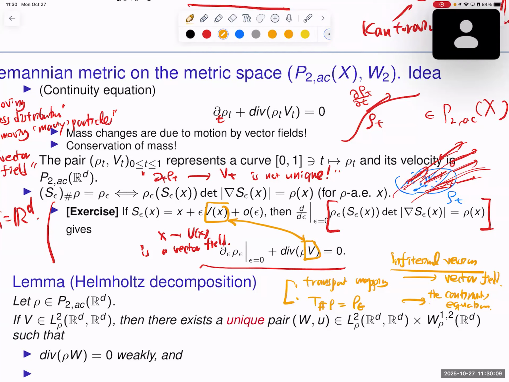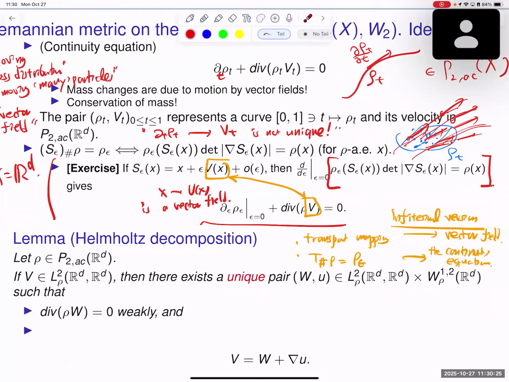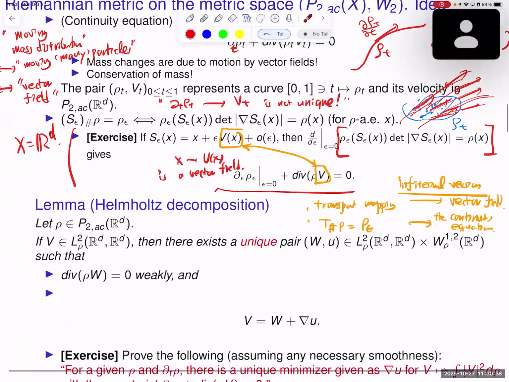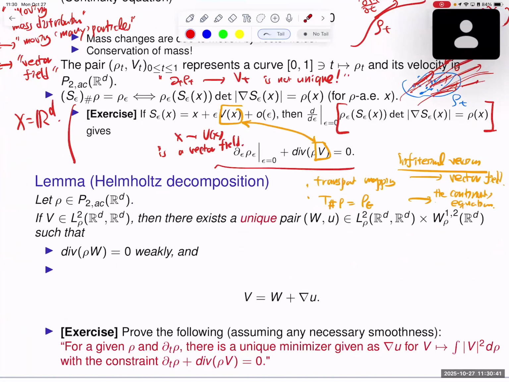Now, regarding uniqueness of such a vector field modulo something, there is this Helmholtz decomposition. I think it was first considered in electromagnetism in physics, that's why it has the name Helmholtz. But this has a more optimal-transport-friendly version.